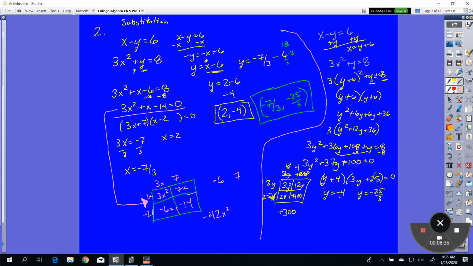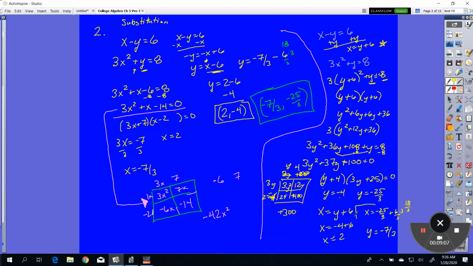Then you're going to plug those back in for y into this original equation up here at the top that we had, x equals y plus 6. So x equals negative 4 plus 6, which makes 2. And then I'd have x equals negative 25 thirds plus 6. So I'm going to turn 6 into thirds, so I times that by 3. So that's 18 thirds. So negative 25 plus 18 makes negative 7.